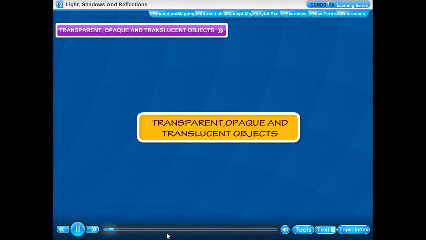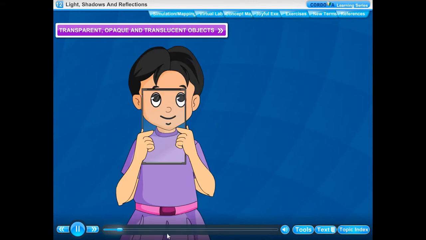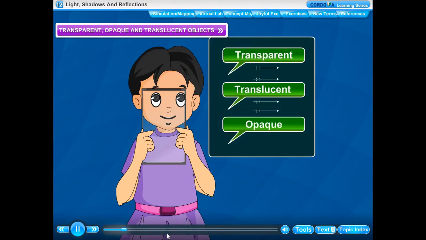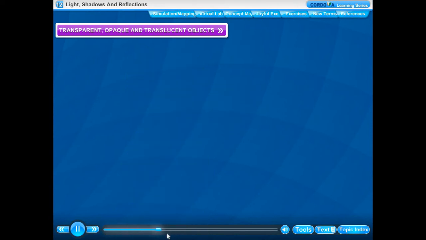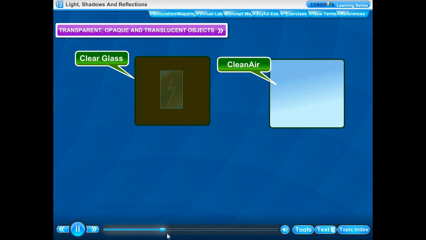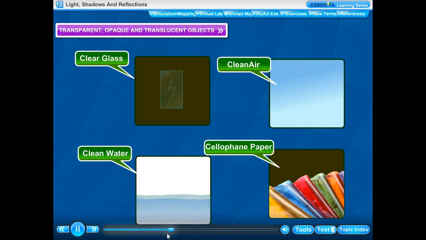Transparent, opaque, translucent objects. We can group all materials and objects as transparent, translucent or opaque. The materials that allow light to pass through them and therefore we can see things clearly through them are called transparent materials. Materials like clear glass, clean air, clean water and cellophane paper are all transparent materials.